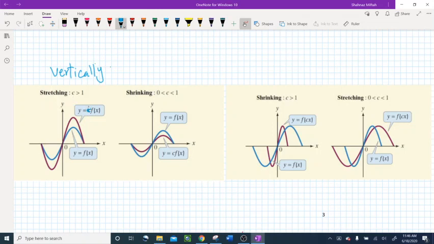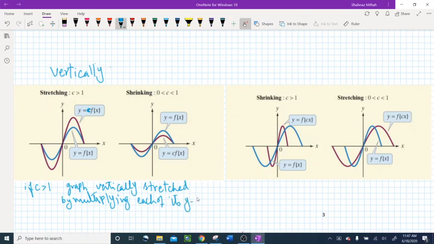If that number c is greater than 1, then the graph is vertically stretched by multiplying each of its y coordinates by c, the constant, the coefficient that I'm talking about.